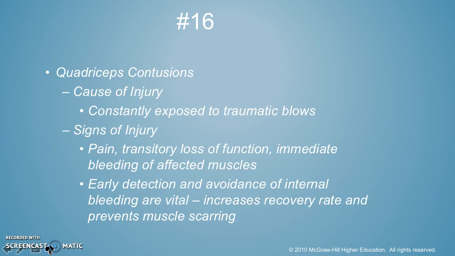is a quad contusion. This is just a bruise to the quad. We've talked about that. Its cause is that you constantly get exposed to traumatic blows. These are painful. You might have a little bit of loss of function, and then immediate bleeding of affected muscles. Now, the blood's not going to be pouring out of your skin here, but it will start to look like it's bruising and turn a little bit red. This is really important that you have early detection of it, so that we don't get scarring in that muscle, or maybe even myositis ossificans when we're going through this.